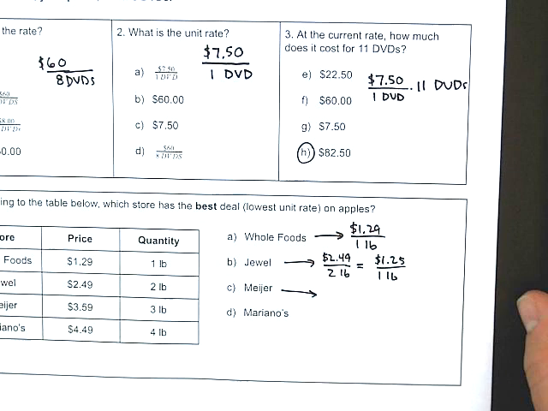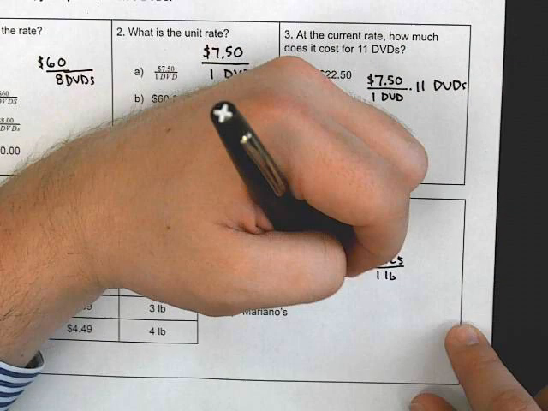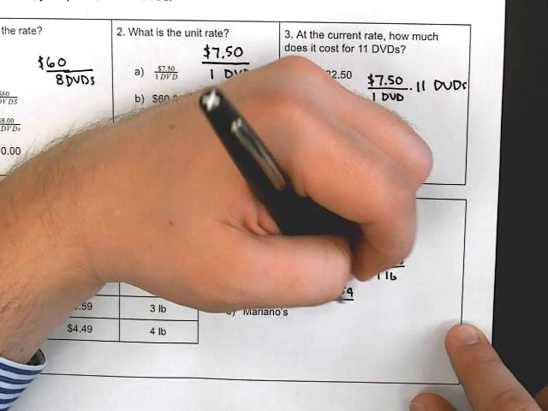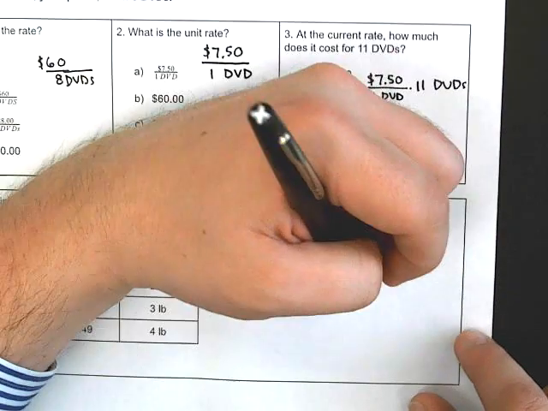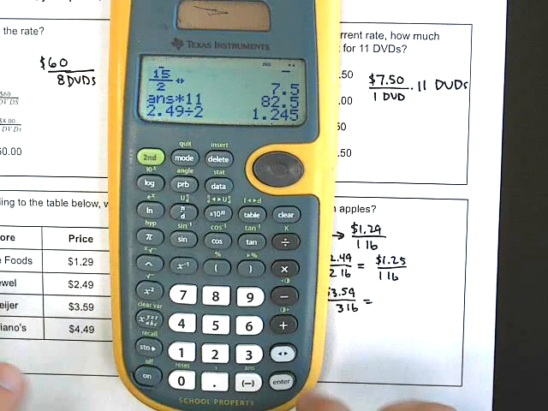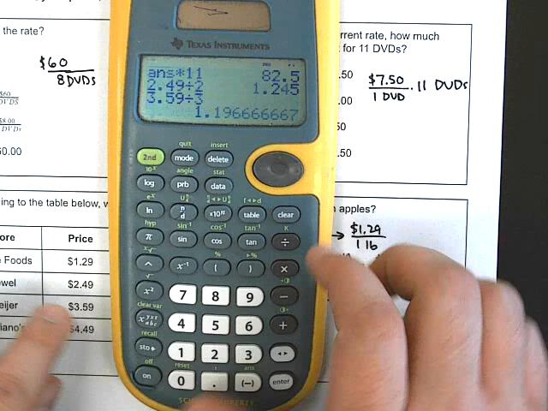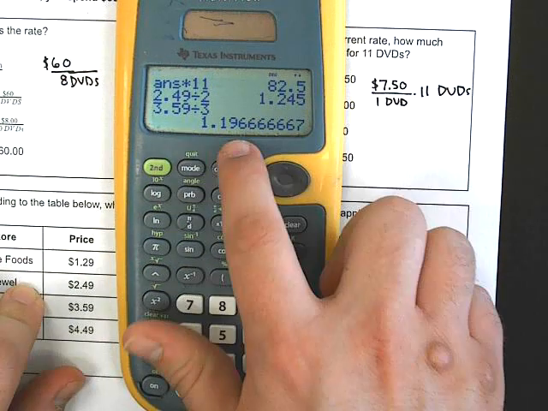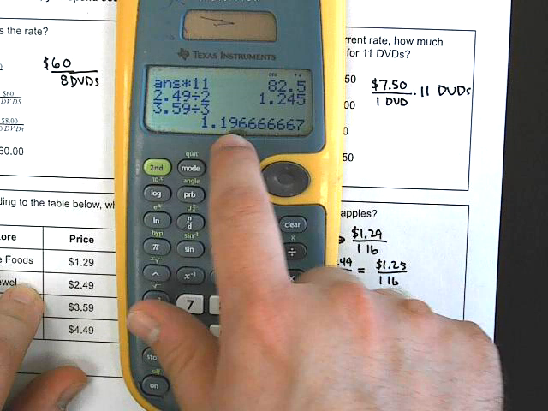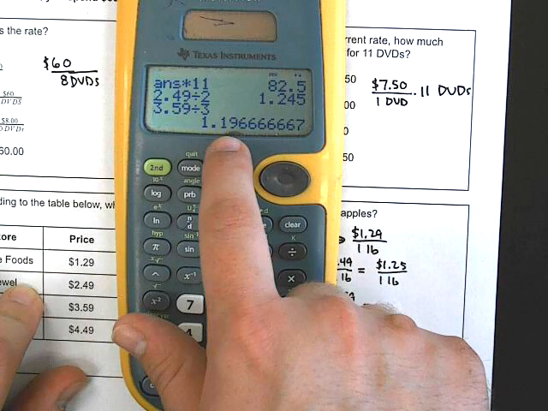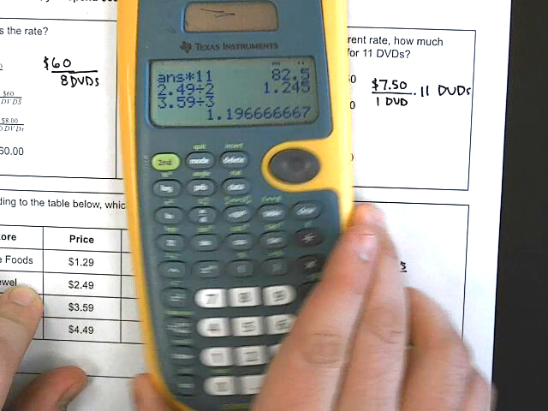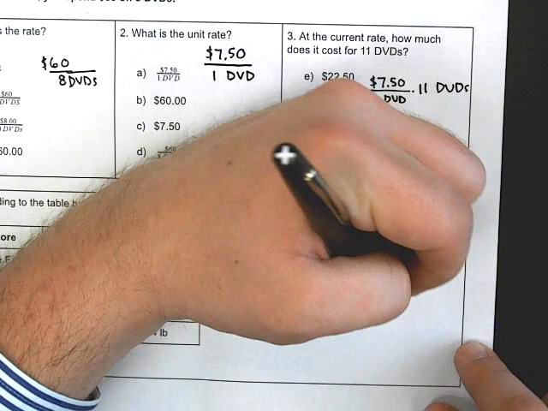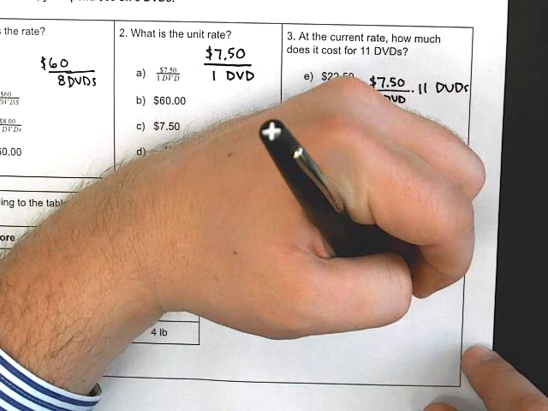Now we're going to have to get Meyer's. So I'm going to say 359 over 3 pounds. And when I do 359 divided by 3, I get 1.196. Okay, I'm actually going to have to round that 9 up, or I guess I'm actually rounding a 19 up to a 20. So I'm going to say that this one is 1.20 for 1 pound.